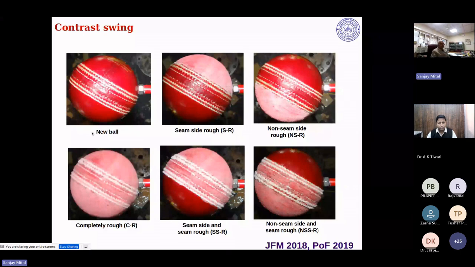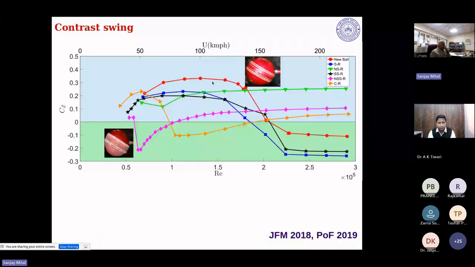So this is called contrast swing. You must have seen that many players shine the cricket ball on their trousers. So the team will decide to keep one side shiny, the other side will become rough, and actually it has implications in the swing. I want to give you one example. If you take a ball like this, where the seam side is shiny but the non-seam side is rough, then actually you can get reverse swing at even 50 kilometers per hour.